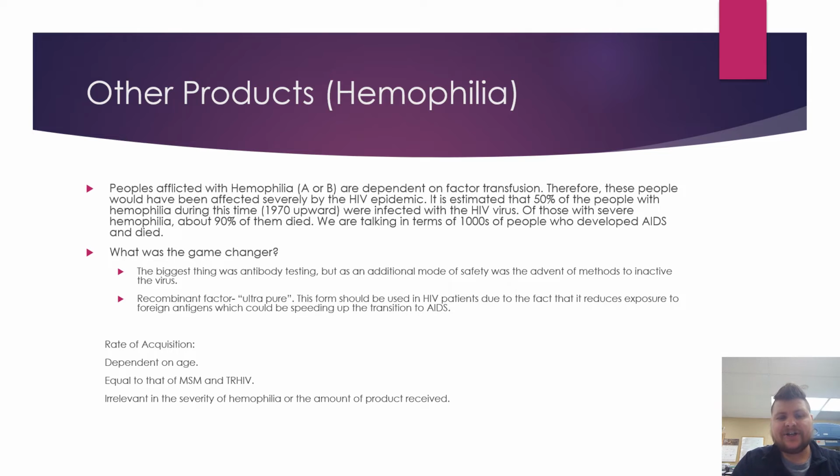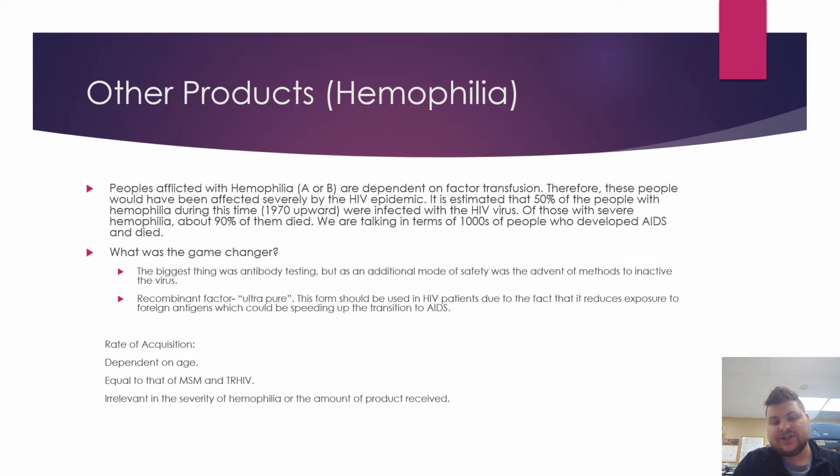But what was the game changer? The biggest thing was antibody testing, and I can't stress that enough. I've stressed it before. Antibody testing was the game changer. But as an additional mode of safety, there was the advent of methods to inactivate the virus, so these heating methods and such. And then we had the formation of recombinant factor, these ultra pure. And you usually use these forms in your HIV patients due to the fact that it reduces exposure to these foreign antigens, which could be speeding up their process of conversion from HIV to AIDS.